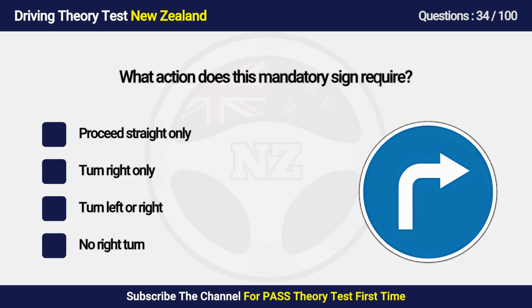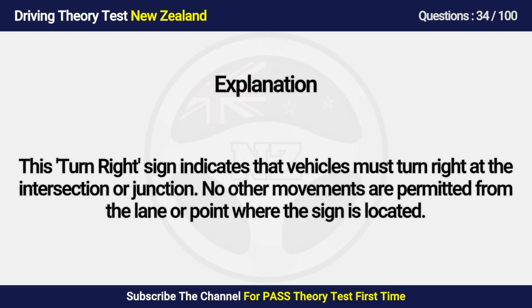A. Proceed straight only. B. Turn right only. C. Turn left or right. D. No right turn. Answer is B. Turn right only. This turn right sign indicates that vehicles must turn right at the intersection or junction. No other movements are permitted from the lane or point where the sign is.